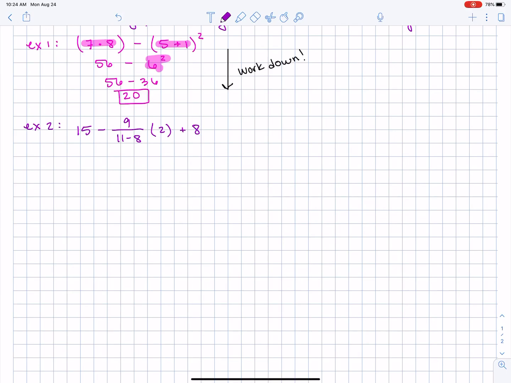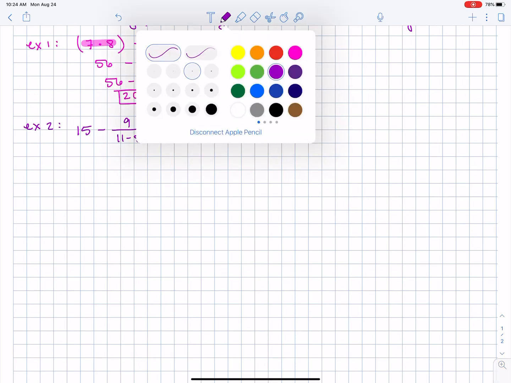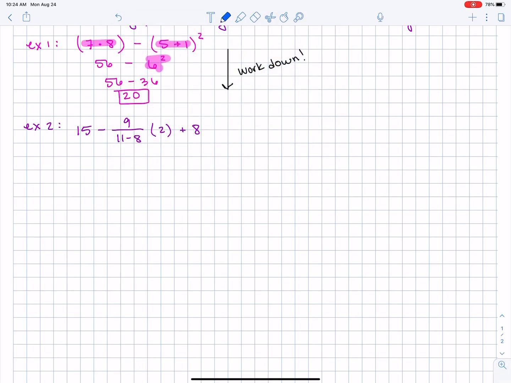Okay, and this is where those implied parentheses show up. On this one, there are implied parentheses right here, meaning that you need to do that operation first. So if we do 11 minus 8, and we're of course working down, we're going to have 15 minus 9 over 3 times 2 plus 8.